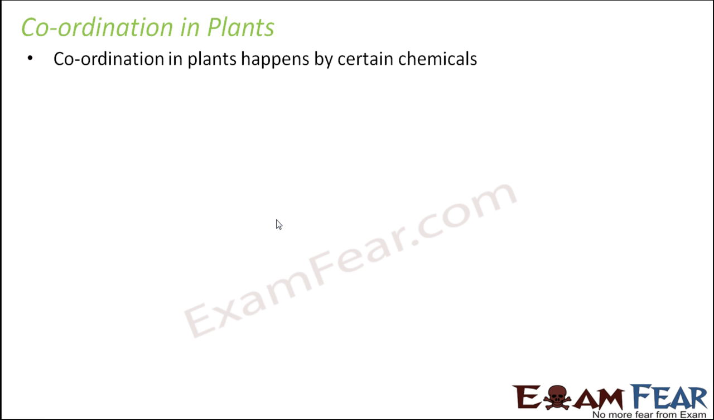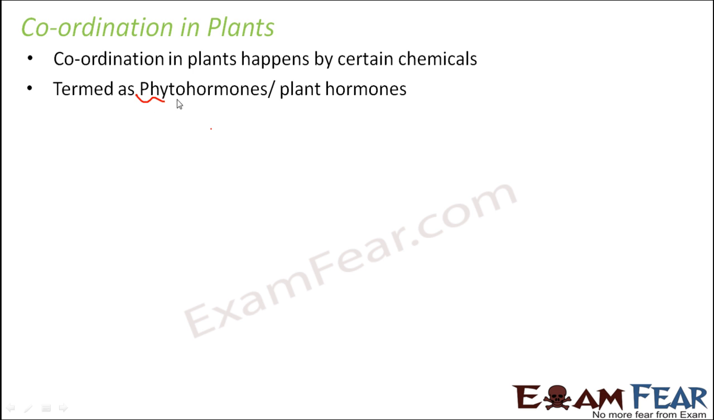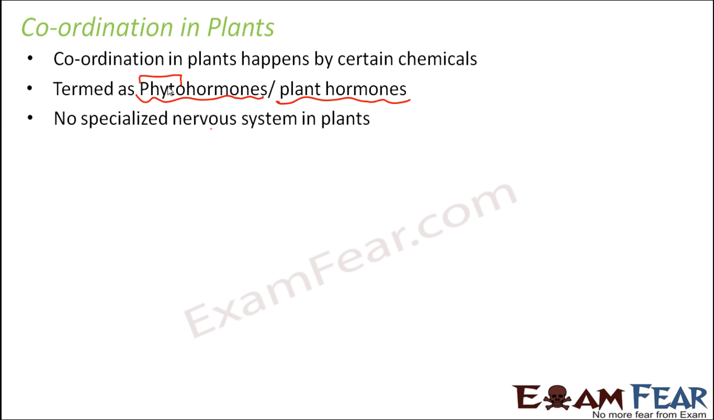So the coordination in plants happen by certain chemicals, and these chemicals are known as phytohormones or plant hormones. The term phyto means plant. So plant hormones or phytohormones. So now in this section we are going to talk about some of the important plant hormones which play a very crucial role in the growth of plants.